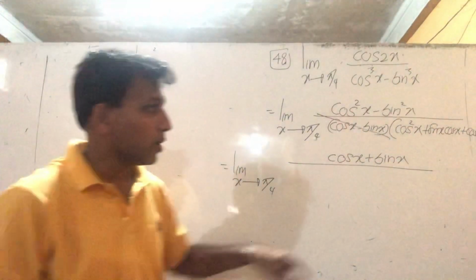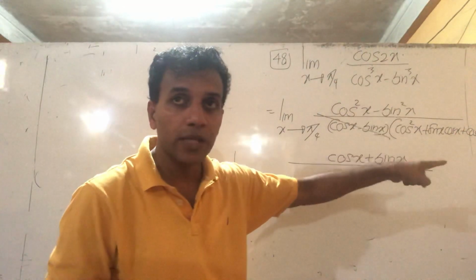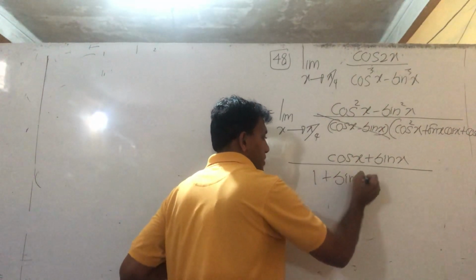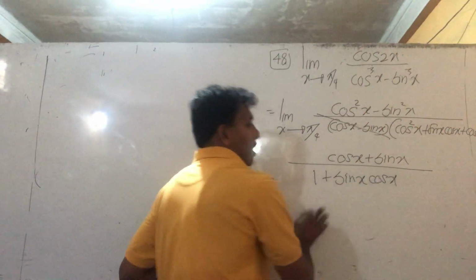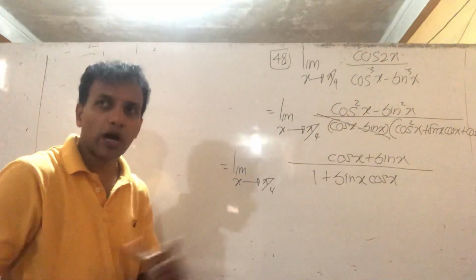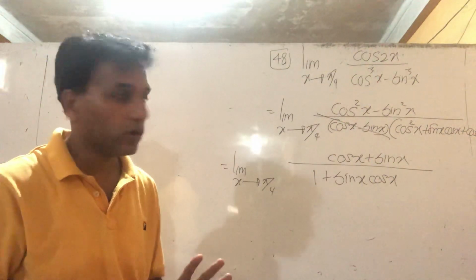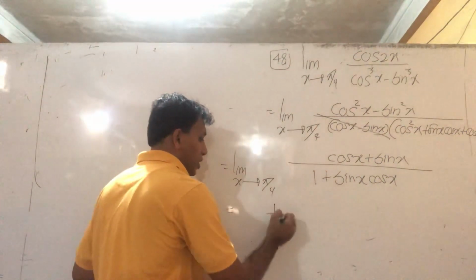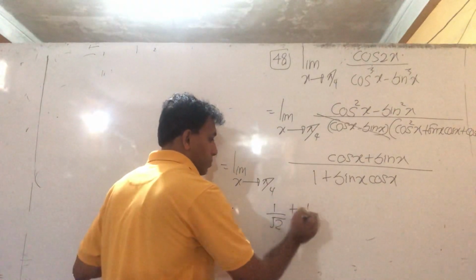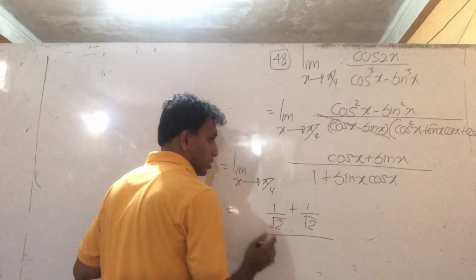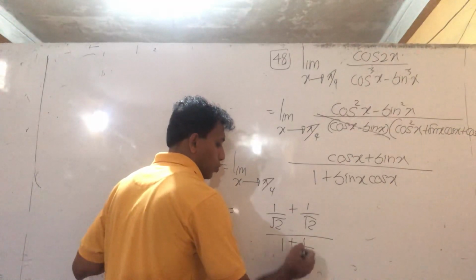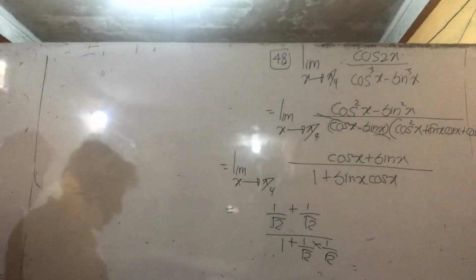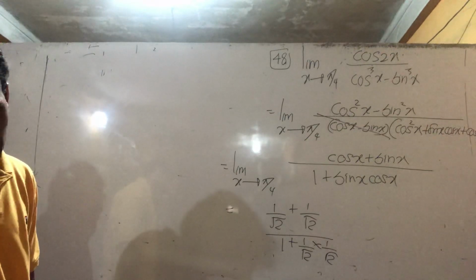Next, the other bracket: cos square plus sin square is 1, plus sin x cos x. Now it's okay. There's no minus, therefore no doubt it becomes a definite value. So put x as pi by 4. Cos pi by 4 is 1 over root 2 plus sin pi by 4 is 1 over root 2, over 1 plus 1 over root 2 multiplied by 1 over root 2. So simplify and get the answer.